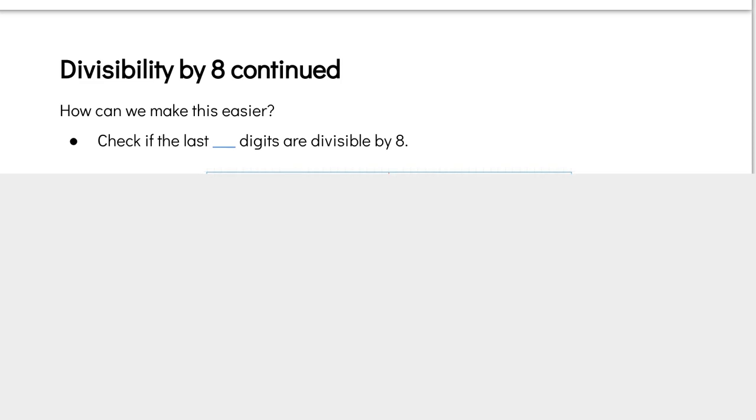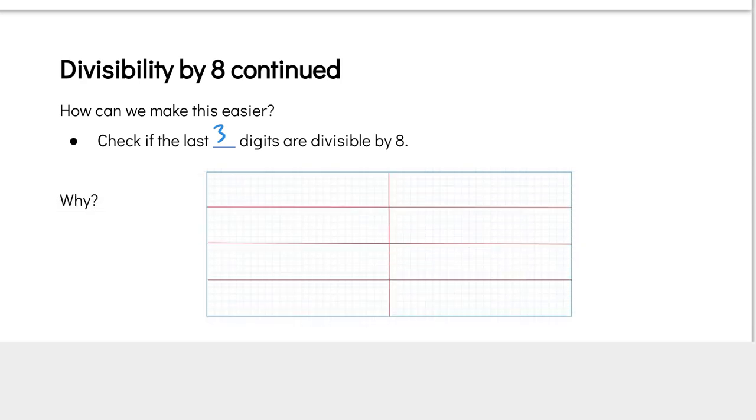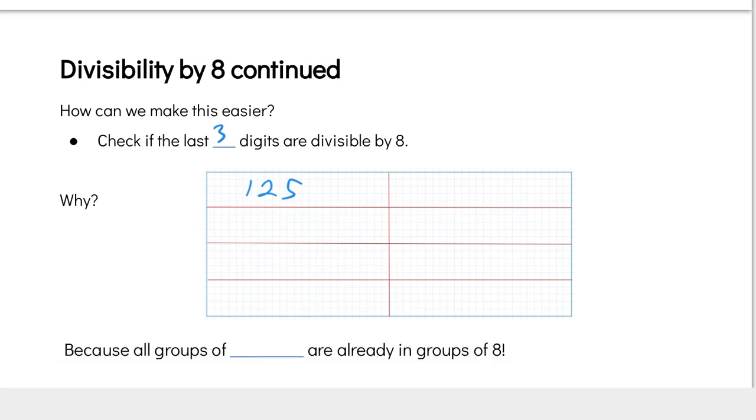So how do we make it easier on ourselves? Well, all we need to do is focus on the last 3 digits and check if they are divisible by 8. But I know some of you are curious as to why. Why is this the case? Well, here we have 1,000 squares, and we've divided up into 8 equal groups of 125. That means that if we have 1,000, we don't have to worry about it. It's already in groups of 8. If we have 2,000, same thing. If we have 46,000, if we have 187,000, all are in all the groups, because all groups of 1,000 are already in groups of 8.